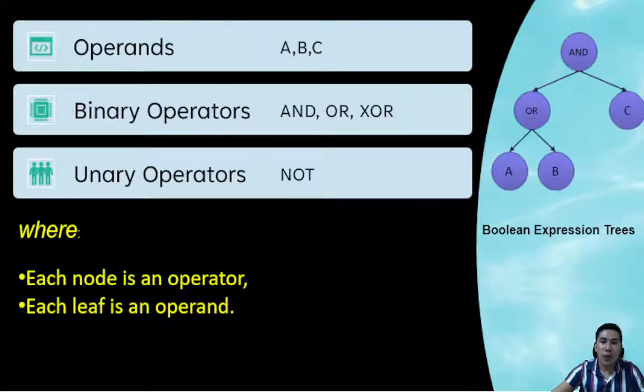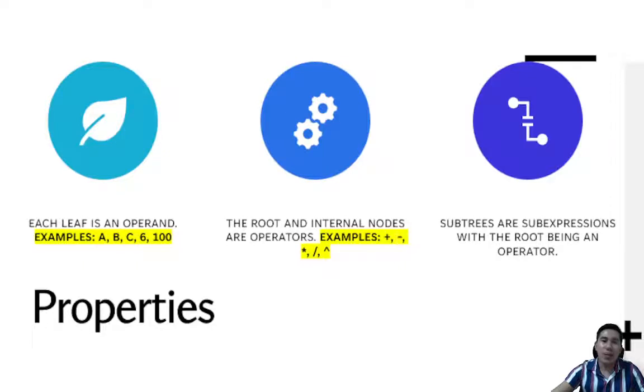For Boolean expression trees, we have an example here. The most common Boolean operators are AND, OR, and NOT. So you have here AND and OR, and then the operands are the leaves. That is for Boolean expressions.